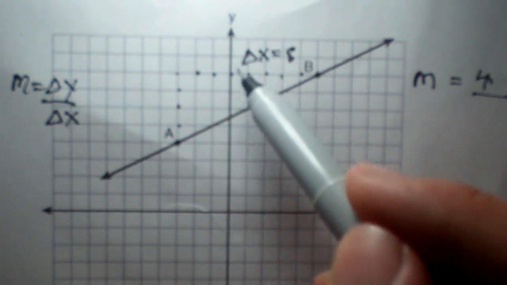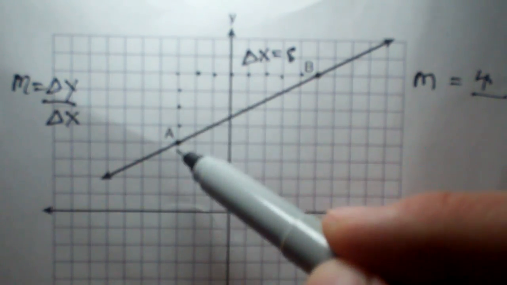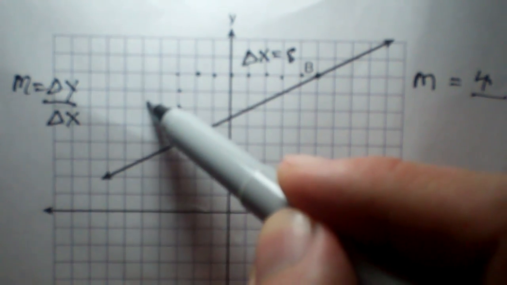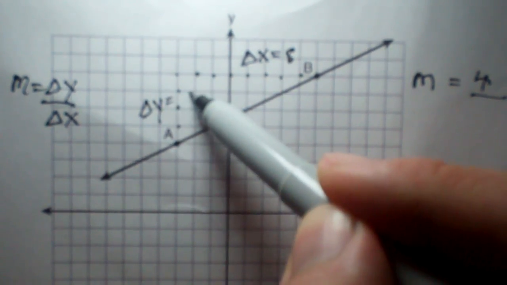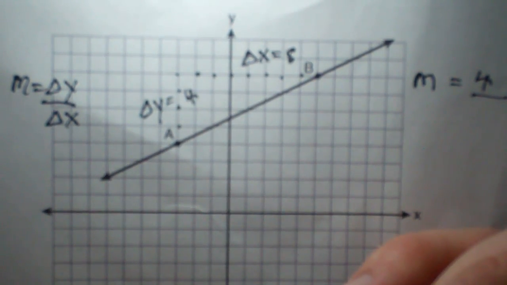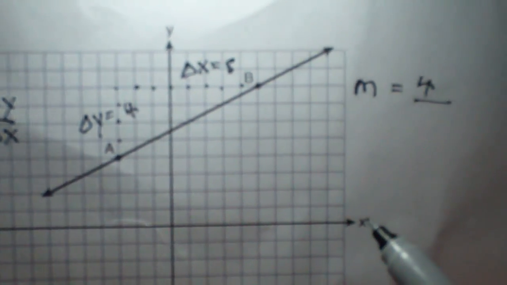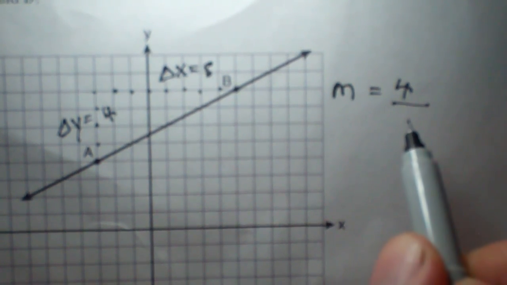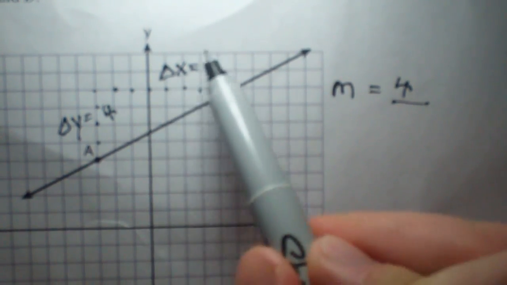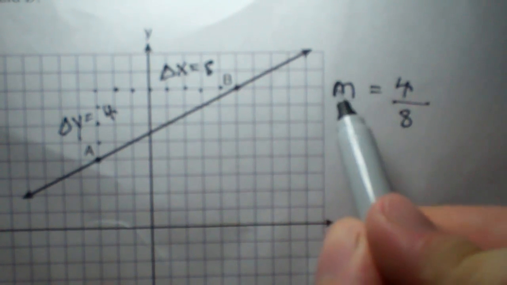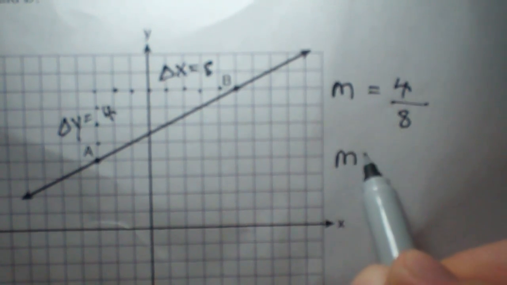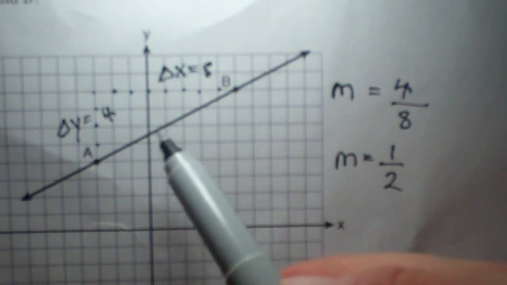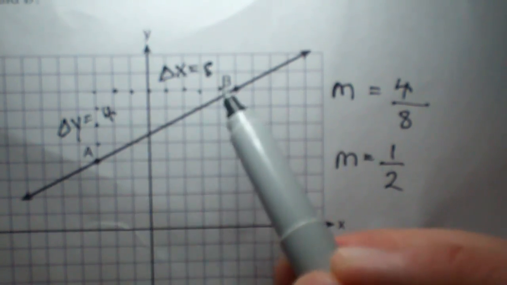And since I labeled the change in the x, how about if we label the change in the y also? So the change in the y was the up and down change. Here we have the change in the y, which we counted as 4. And we know that the slope is the change in the y divided by the change in the x, which we found to be 8. So the slope is 4 over 8, which of course can be reduced to 1 over 2. The slope of this line is 1 over 2.